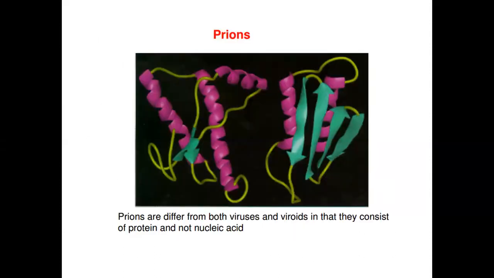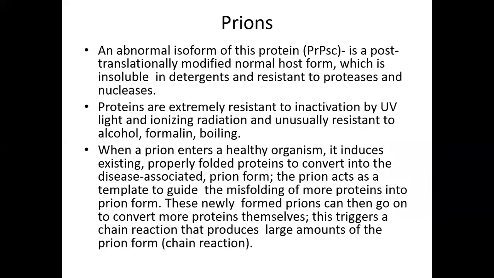A few words about prions. Prions are different from both viruses and viroids in that they consist of protein and not nucleic acid. Prions are an abnormal isoform of proteins. It's a post-translationally modified normal host form, which is insoluble in detergents and resistant to proteases and nucleases. Prions are extremely resistant to inactivation by ultraviolet light and ionizing radiation and unusually resistant to alcohol, formalin, and boiling.